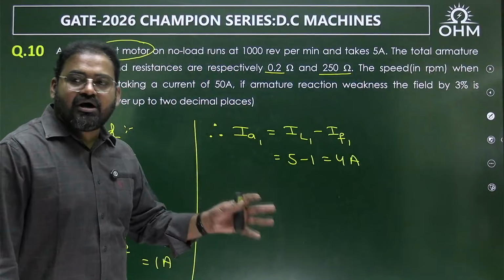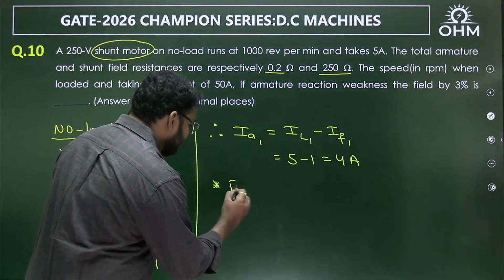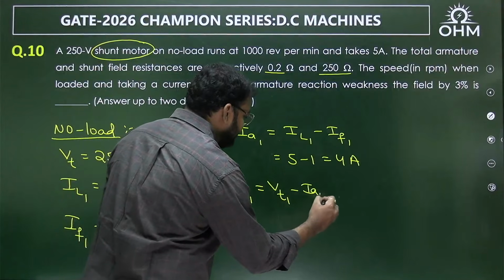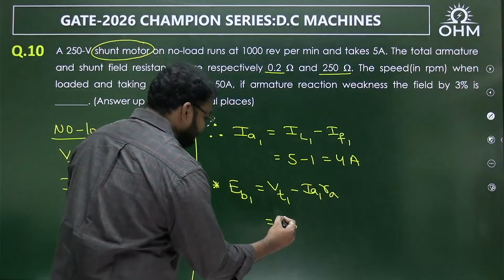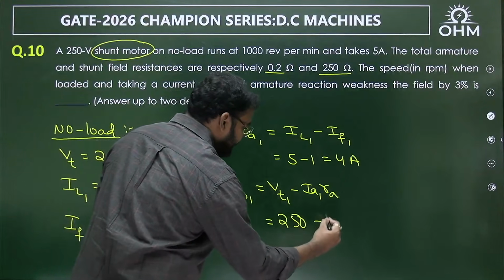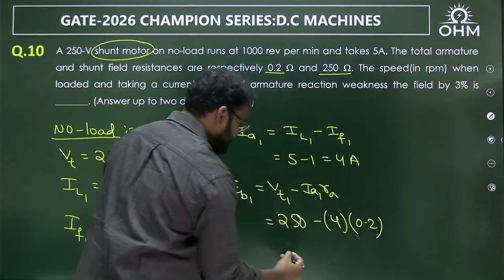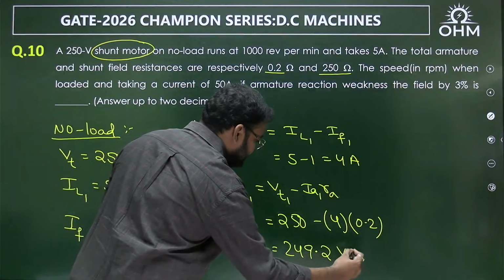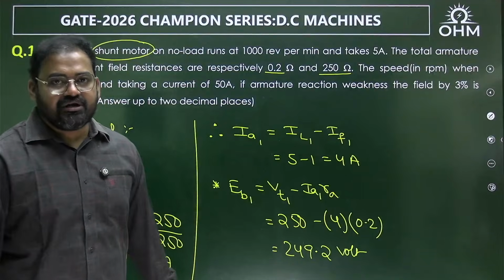The moment you know armature current, find out what is the back EMF. So what is the formula for back EMF? Back EMF is equal to Vt minus Ia into Ra. Vt was 250. Armature current was 4. What is armature resistance? 0.2. So it was 249.2 volt. That is the back EMF in the first case, which is nothing but a no load condition.